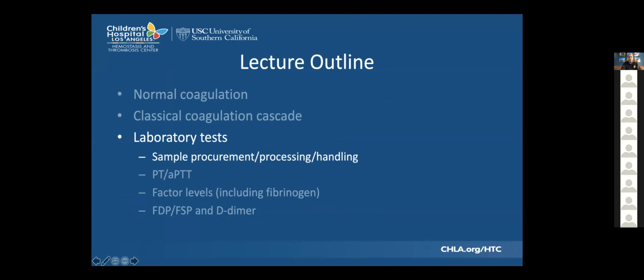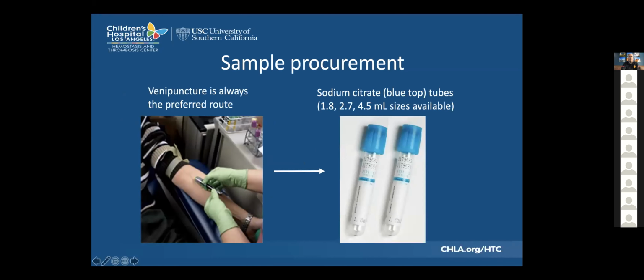What we're going to talk about first is something really important, which is how you procure the sample and the processing and handling, because this can have a major impact on the test results. So, sample procurement: venipuncture is always the preferred route. I know in the ICU, patients have central venous catheters, and you often rely upon that to draw blood. That's okay, but there are some limitations, and we'll get to that in a moment. Again, venipuncture is always going to be the preferred route.